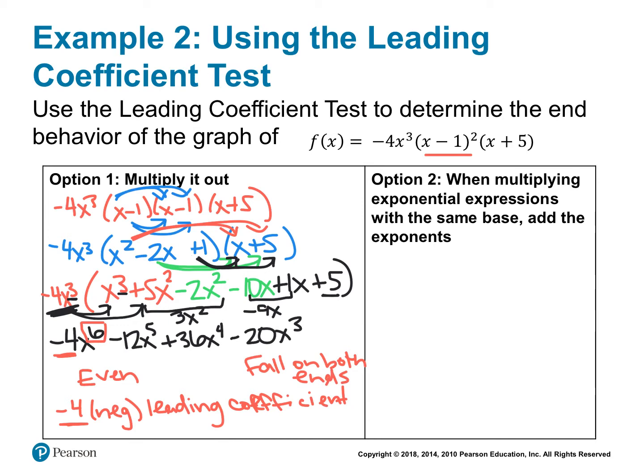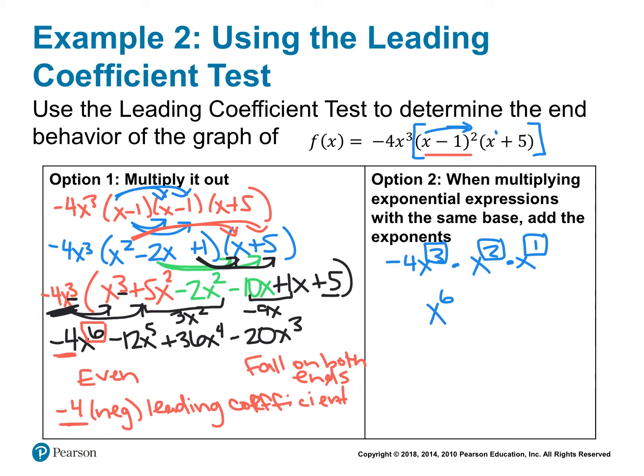Okay, option 2 is going to be a lot faster. So when multiplying exponential expressions with the same base, you can add the exponents. So if I look here, I'm going to be multiplying that negative 4x to the third eventually by an x squared, and eventually by just an x to the first, which you can see in my work in option 1. So if you just add these up, I'm going to end up with an x to the 6th eventually. So that's the shortcut trick.